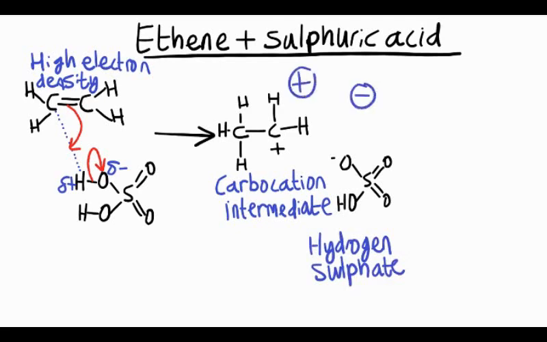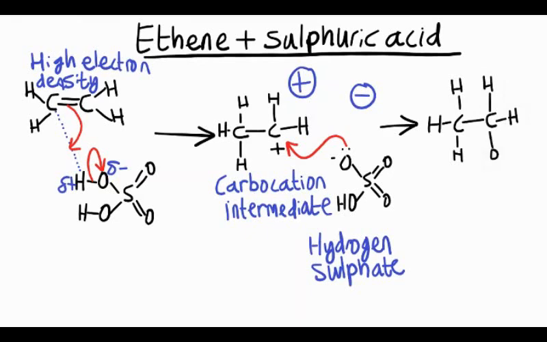So the electron pair on that oxygen, the negatively charged oxygen, forms a bond to the positive carbon atom of the carbocation. So we draw that curly arrow. And that new bond basically sticks a hydrogen sulfate onto the carbocation to form a new molecule which looks like this. And we can call this molecule ethyl hydrogen sulfate.